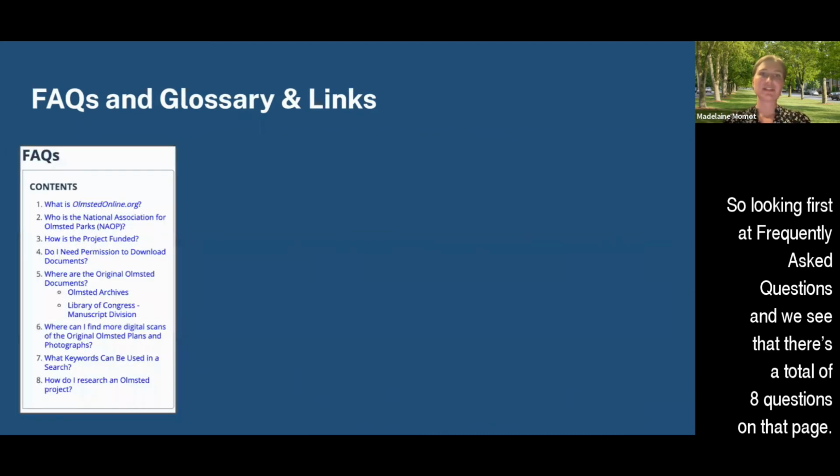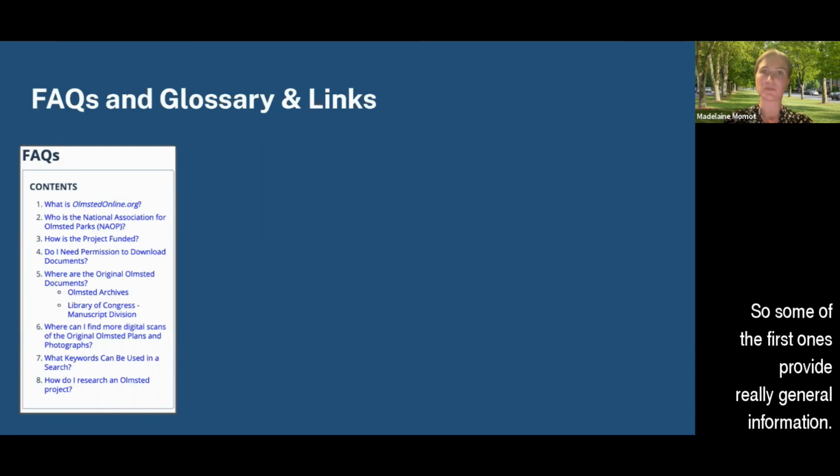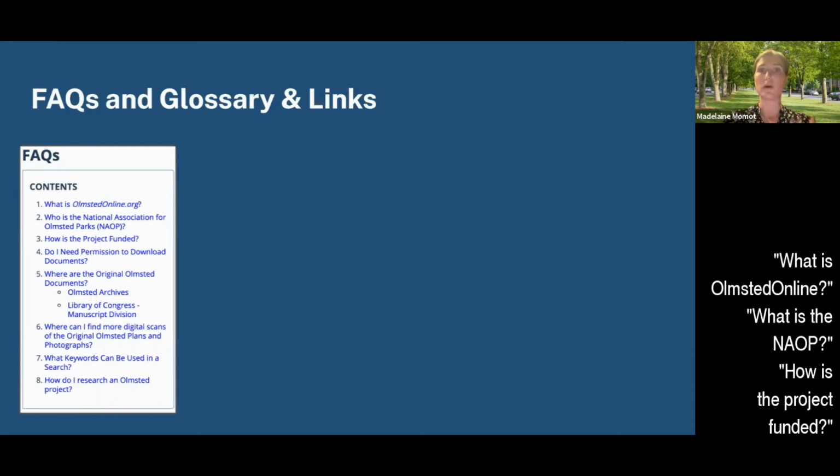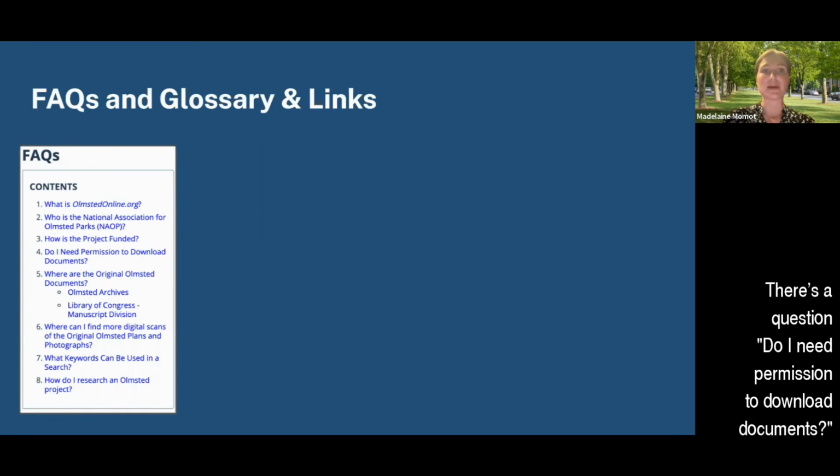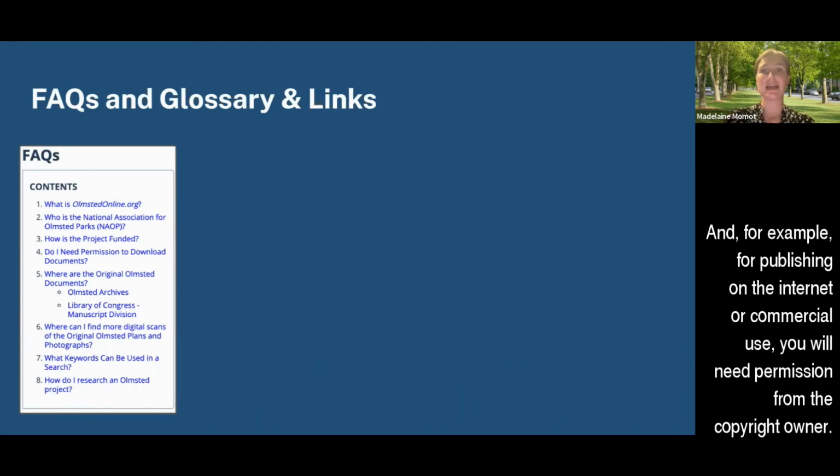So looking first at frequently asked questions, we see that there's a total of 8 questions on that page. So some of the first ones provide just really general information. So what is Olmsted Online? What is the NAOP? How is the project funded? There's a question, do I need permission to download documents? And for example, for publishing on the internet or commercial use, you will need permission from the copyright owner.